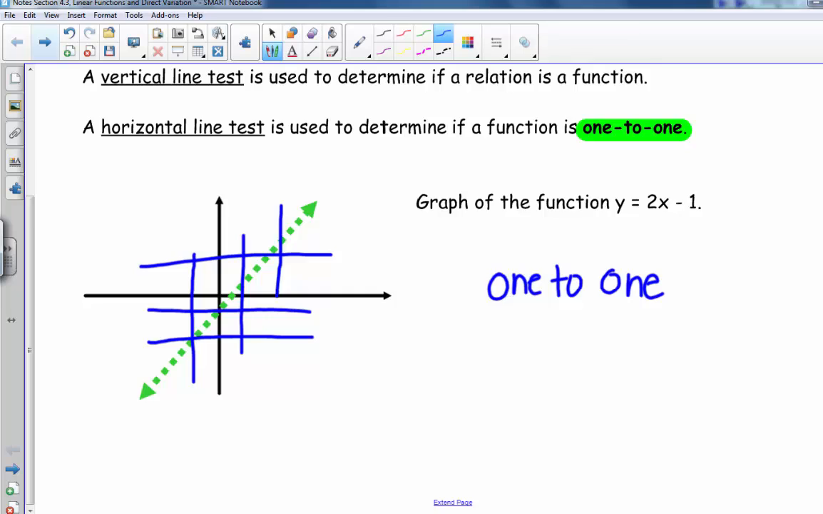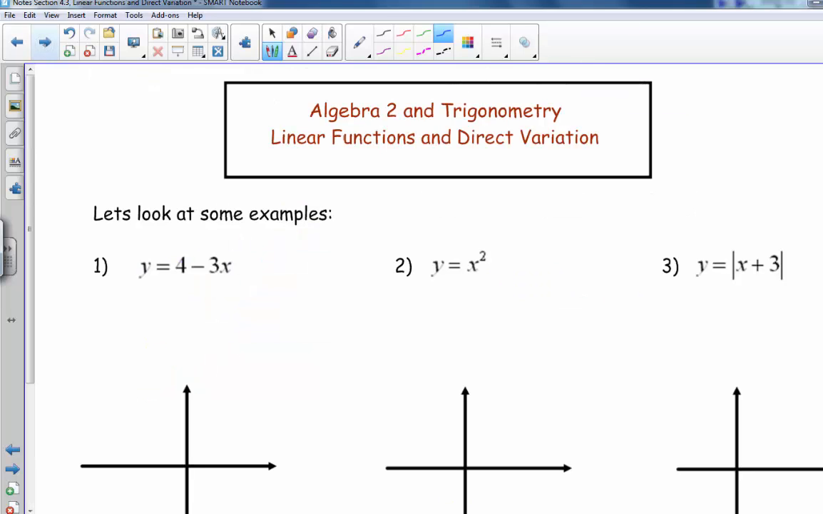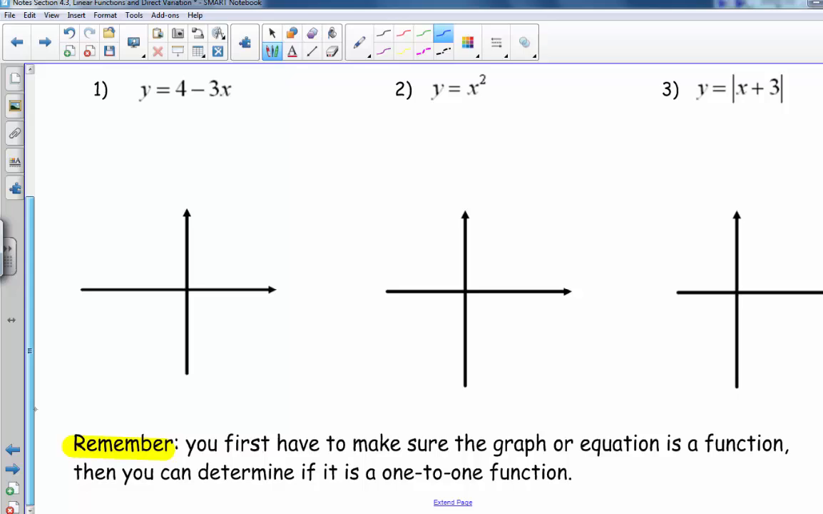Next page. So let's look at some examples. First one, linear function. So you have to ask yourself, is it a function? Yes, because it passes the vertical line test. Is it 1-to-1? Yes, because it passes the horizontal line test.